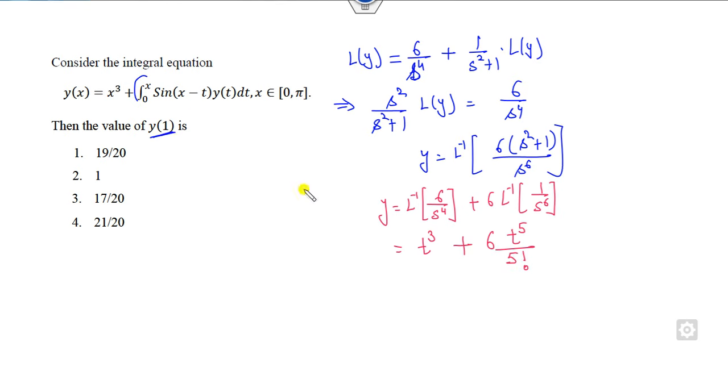Now you want to find y of 1. What is the value of y of 1? It is 1 plus 6 over 5 factorial. What is the 5 factorial? 120. It is 1 over 20. So the right answer is 21 over 20.